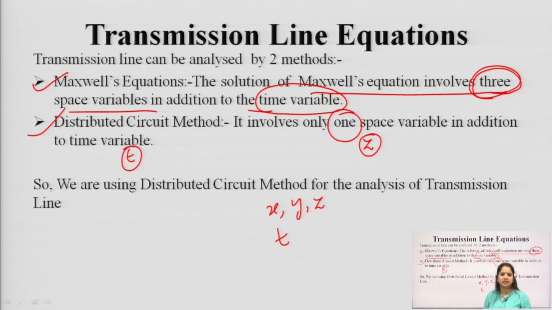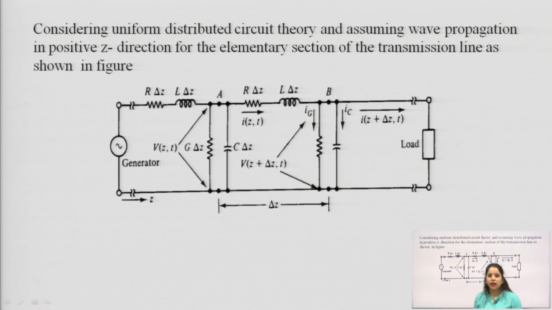So, of course, we can say that the analysis will be easier with the distributed circuit method as compared to the Maxwell equation method. In this analysis of the transmission line equation, I am going to use the distributed circuit method. Here I have taken a small section of the transmission line whose length is very small, del z, and the analysis is done on that.